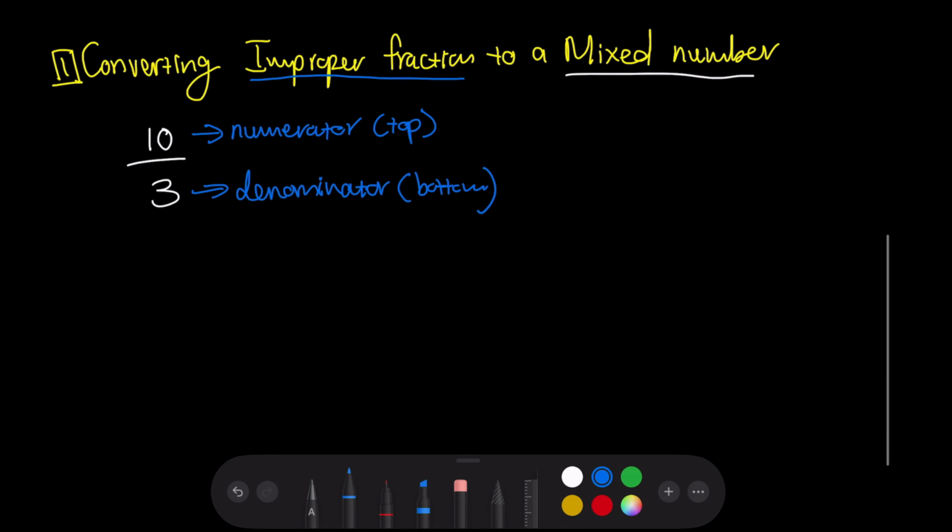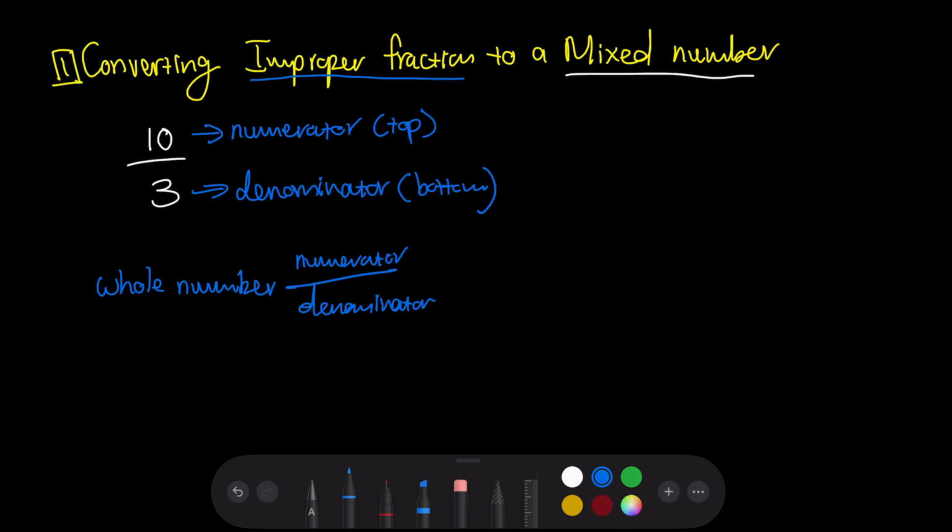Now we want to convert this improper fraction to a mixed number. Once again, what did we see is a mixed number? A mixed number is a number which consists of a whole number, and next to that whole number, you have a proper fraction. So once again, this right here would be a proper fraction.